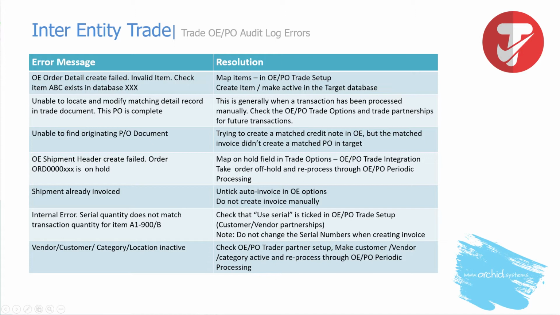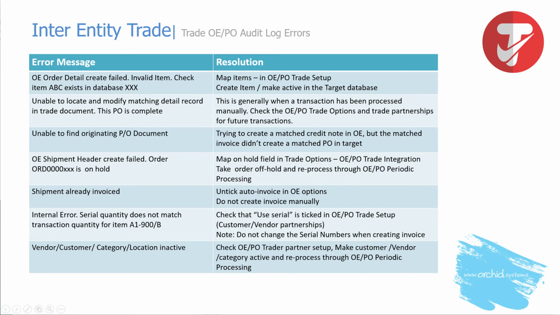The standards say 300 validations around orders on hold take place. So if you have an order that is on hold, the shipment will not work. So you can either take the order off hold and reprocess through OEPO periodic processing, and depending on your business process, for ongoing transactions, you may want to map the on-hold flag between OE and PO. If the shipment has already been invoiced, because auto invoice is selected in OE options, then again you cannot recreate that transaction through IE Trade, so the error will remain in the log.